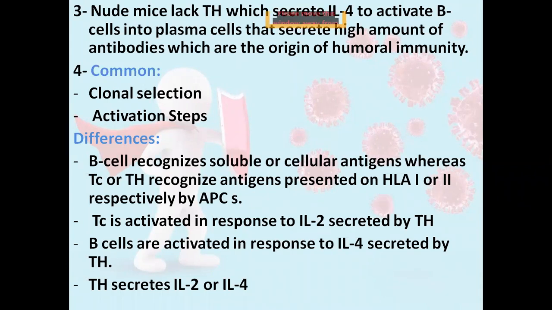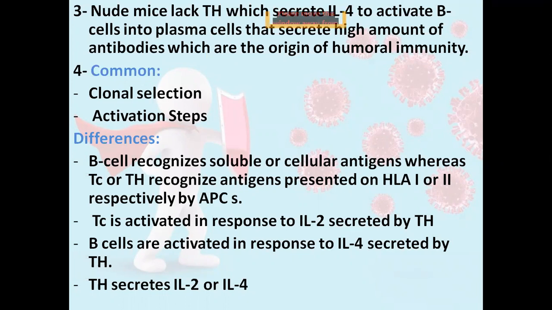Differences, pay attention to this. B cells recognize soluble or cellular antigen. Soluble means it's free. Cellular means it's bound to the cell. However, T cytotoxic or T helpers recognize antigen presented on HLA class 1 or class 2 respectively by the antigen presenting cells. TC is activated by interleukin 2, while B cells are activated by interleukin 4.